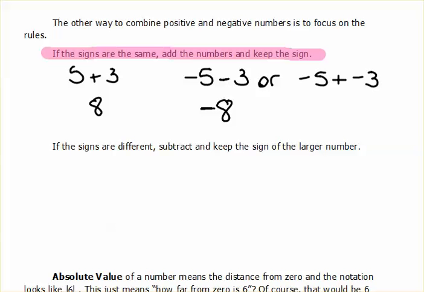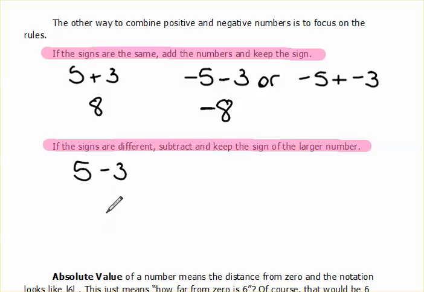Alright, so that's what you do if the signs are the same. If the signs are different, you subtract and keep the sign of the larger number. So, for instance, in what you have been doing all your life, to say something like 5 minus 3, well, you know that's 2. The reason is because 5 is a positive, 3 is a negative. When you combine those different signs, we would subtract and keep the sign of the larger number, which in this case happens to be positive. So our answer would be positive 2.